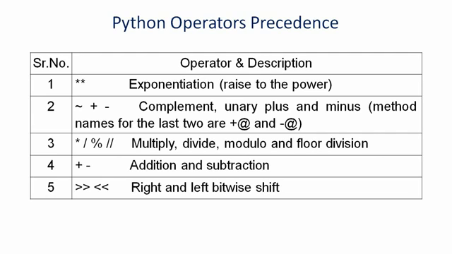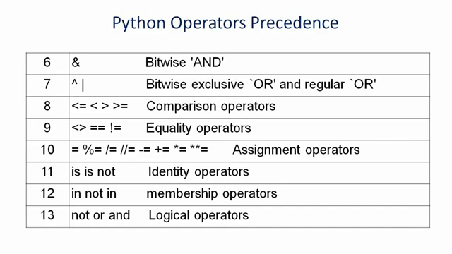After that, tilde, plus, minus, the complement or unary plus and minus. These have the second highest precedence. After that, multiplication, division, floor division, modulus. After that, plus, minus, which are binary addition and binary subtraction. Then right shift, left shift, bitwise and, bitwise exclusive or, regular or, comparison operators, equality operators, assignment operators, identity operators, membership operators, and logical operators.